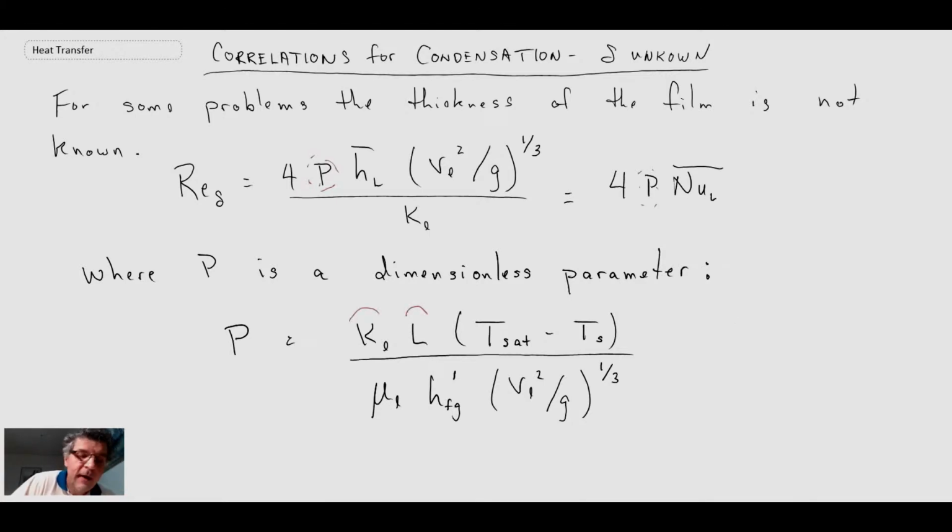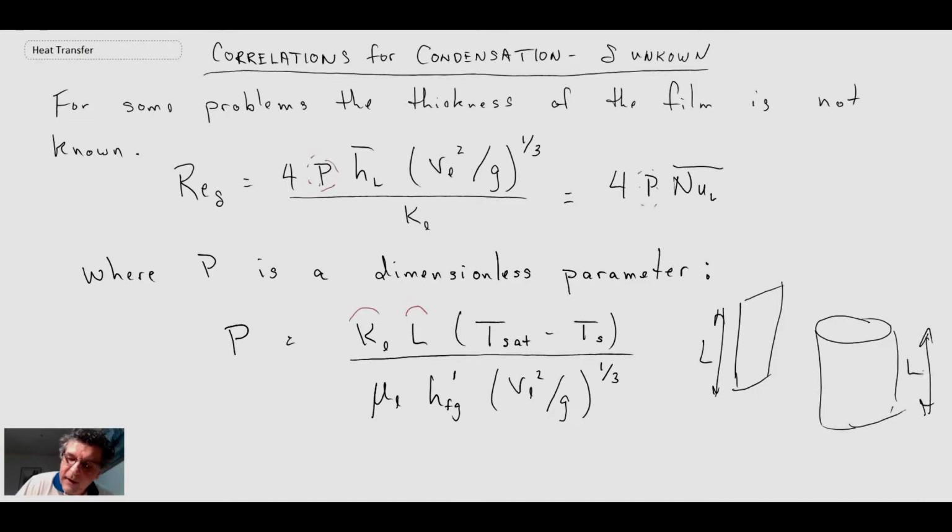Remember, if we're dealing with a vertical plate like this, the length of the plate would be like that, or if we're dealing with a very large cylinder, the length would be the vertical extent like that, and the diameter here. This would be the case where R is much larger than the film thickness that would occur at the bottom of the plate. So when you solve these problems, you do have to double check to make sure that that assumption is appropriate if you're using this for a vertical cylinder.